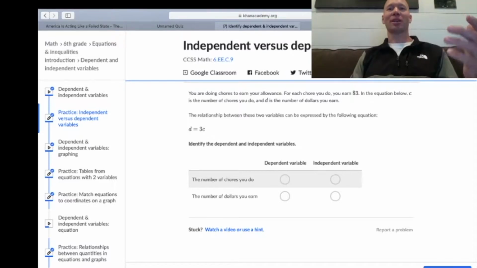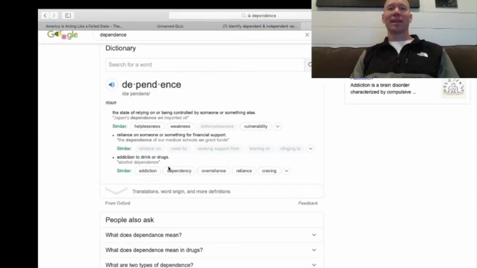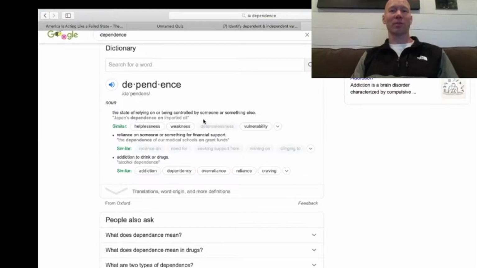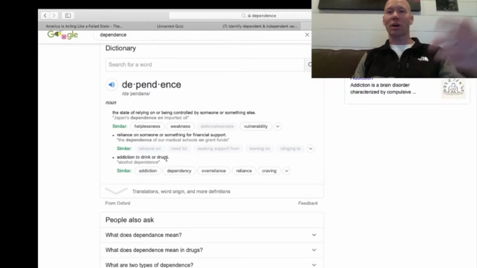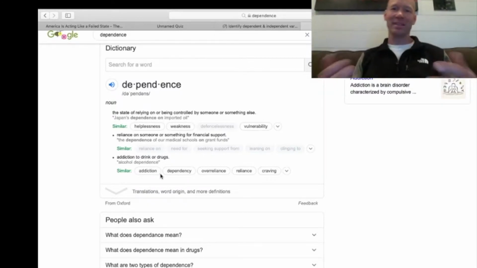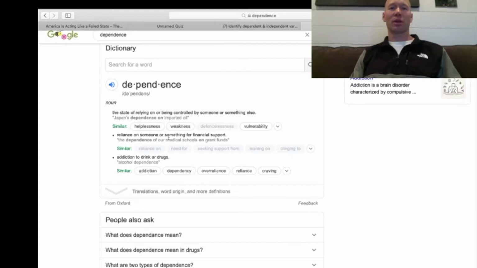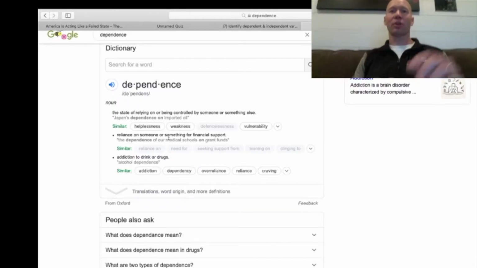Great job looking at dependence and independence. Googled dependence: a state of relying on or being controlled by someone or something else. You can be addicted to drugs or alcohol. That would be dependent on something. You're relying on someone for your financial support. So all kinds of great ideas.